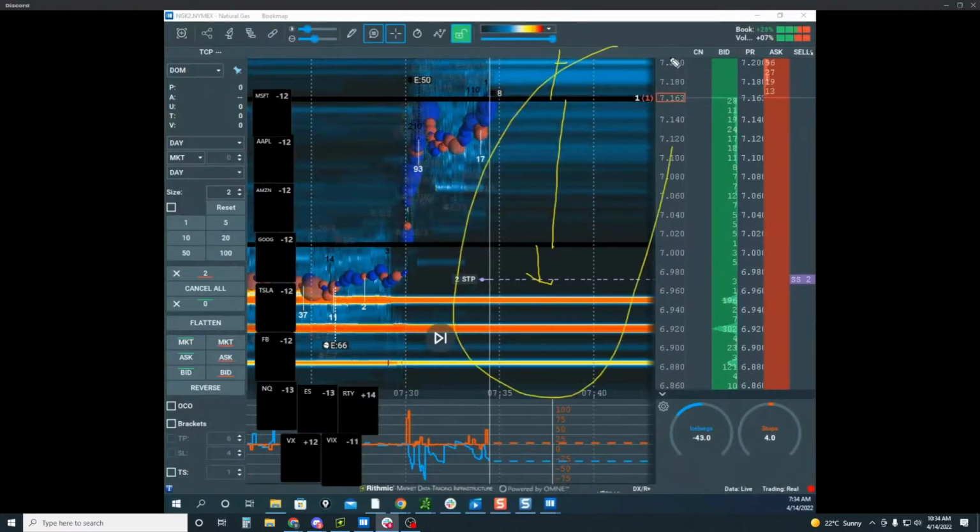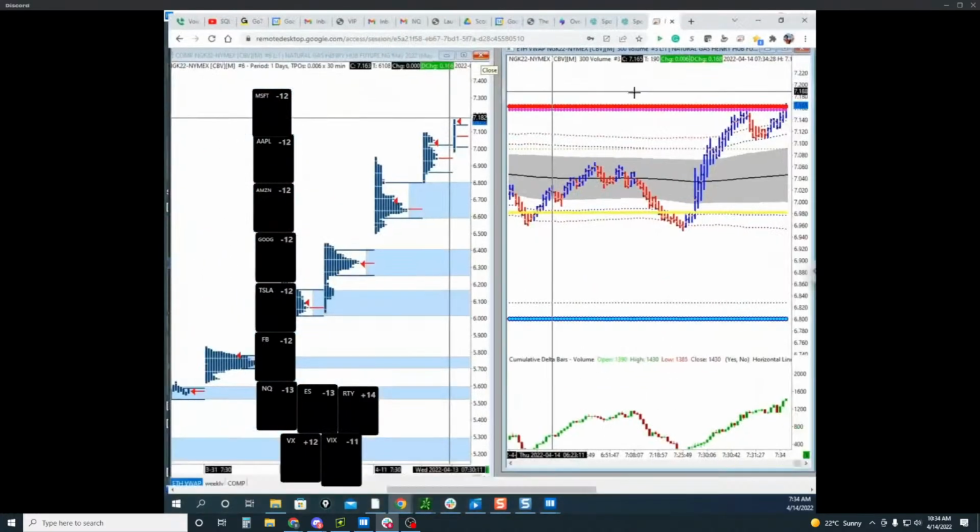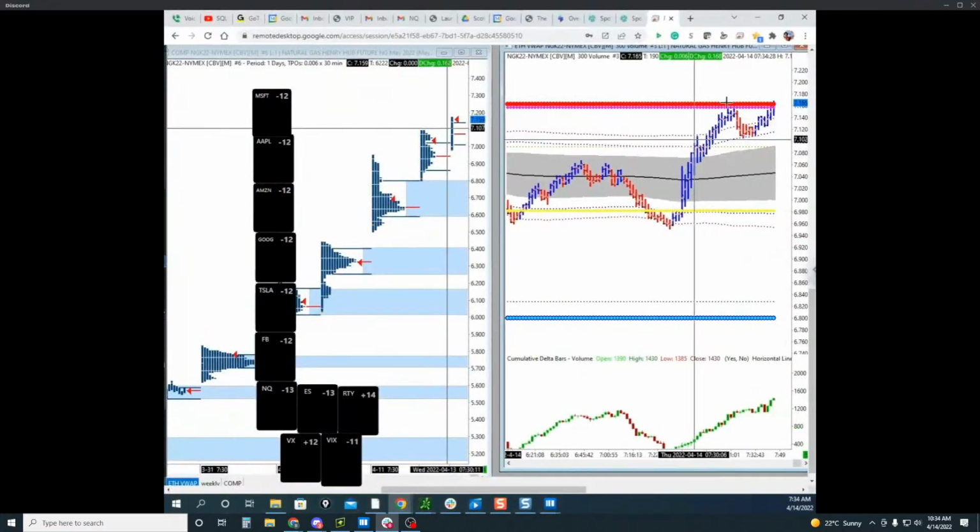So you're talking about 140 tick risk here for this trade. Right, so you have to determine, hey, do I want to trade this setup? Am I willing to risk that much? I mean, you just cut down your size, right?